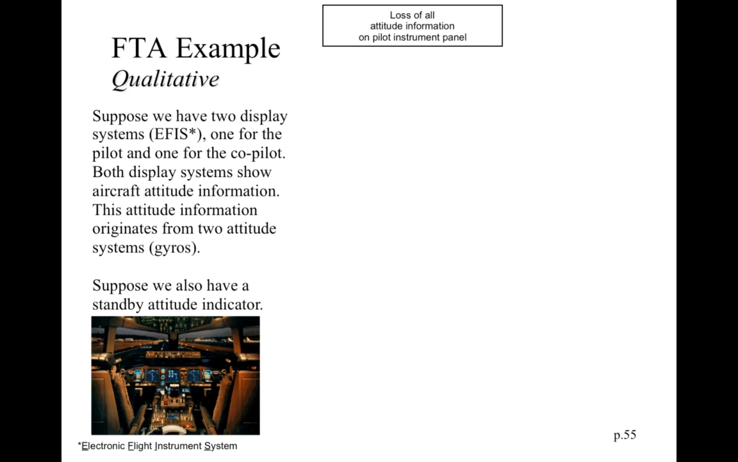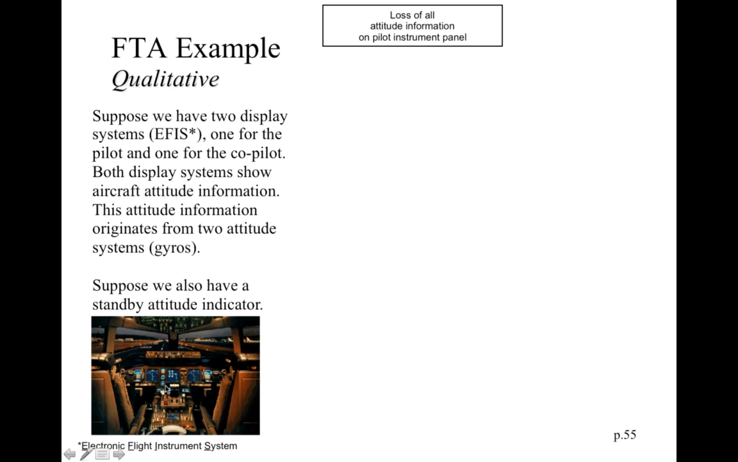So an example of a qualitative fault tree is given in this slide. Suppose we have a two display system, one for the pilot, one for the co-pilot, and both display systems show aircraft attitude information, and this attitude information comes from two gyros, which are the sources for the attitude information. And now suppose also that we have a standby attitude indicator. So typically on an aircraft you have the primary flight display over there, one over there, and then a standby attitude indicator somewhere in the middle.